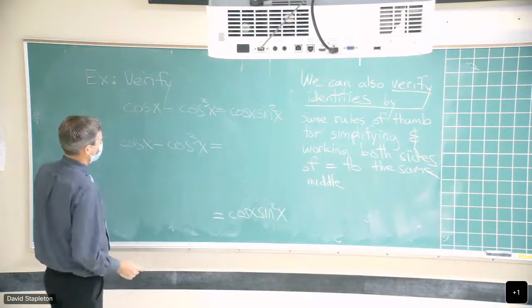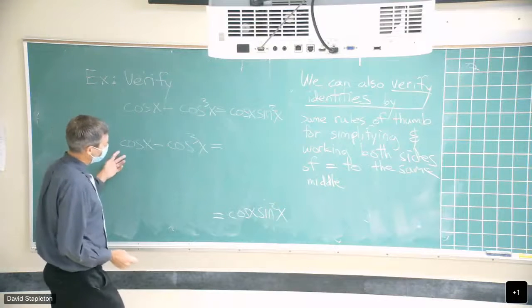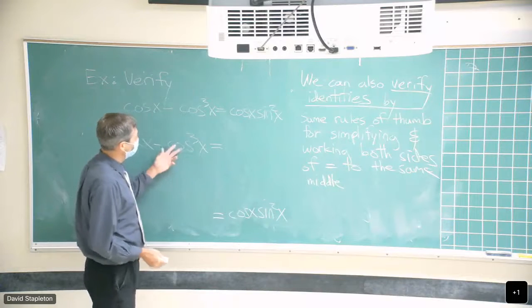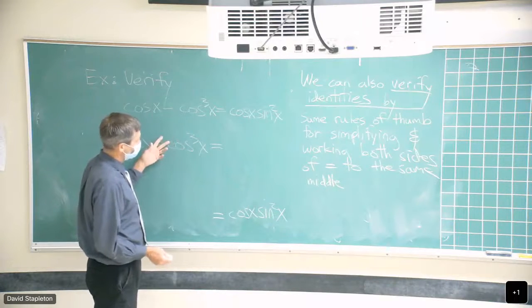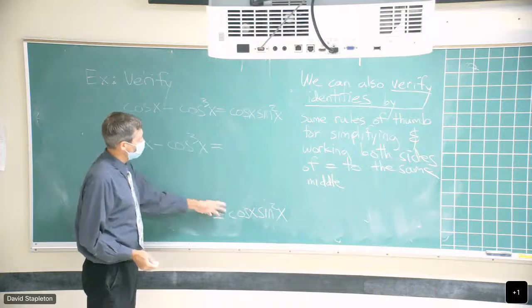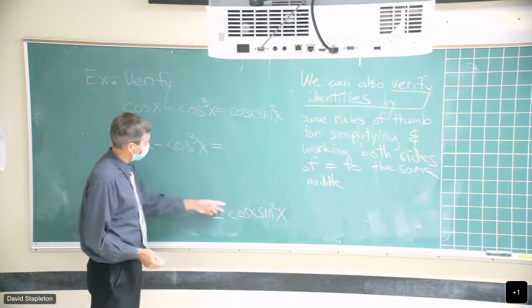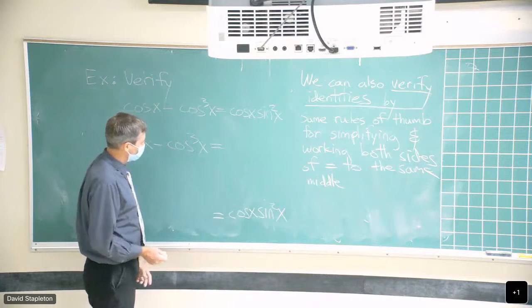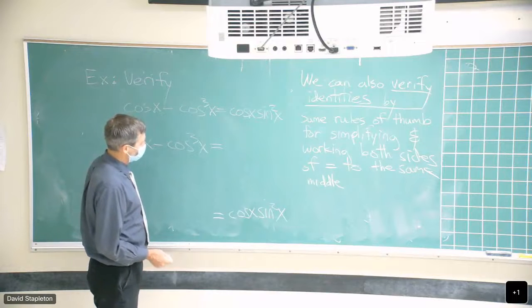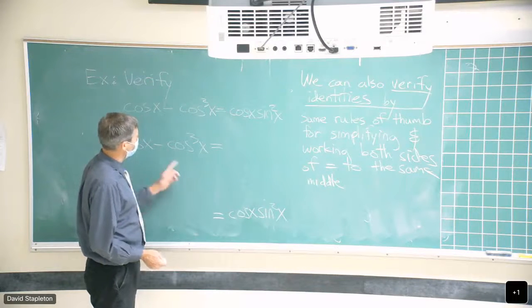Now, one thing I know right off, this is another rule of thumb. You try and put them over a common denominator if there's quotients. You try and get the same functions on each side. Here I notice these are all cosines, but here I have a sine. One thing you can do on these is use the Pythagorean identities to try and get the same trig functions.